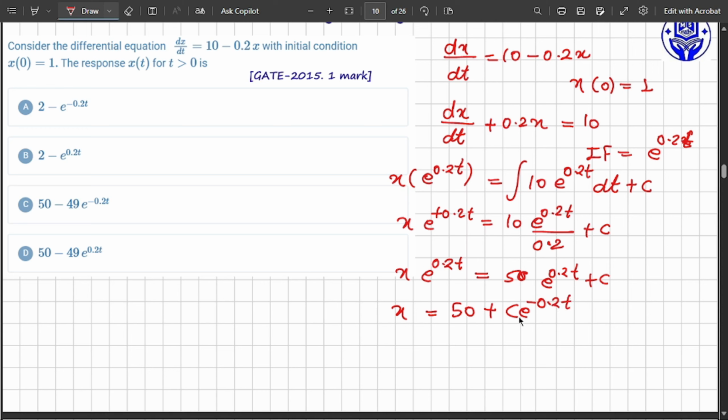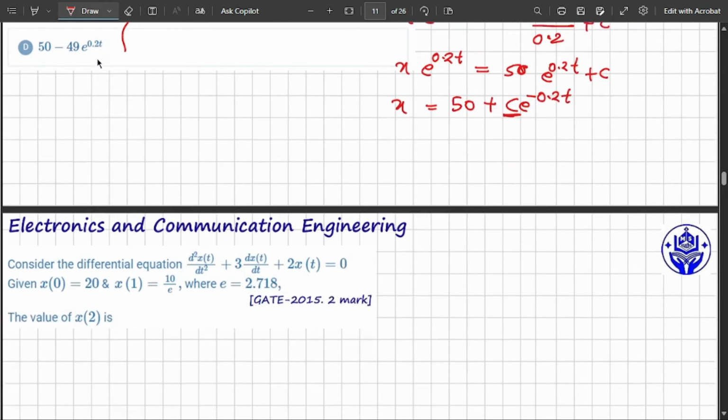Now here you can see, this is not the correct answer. From these, one will be correct. So from here we can easily see there is no need to find the value of c. Of course, option C will be the correct answer because it is minus 0.2. No need to apply this kind of calculation on the initial value condition.